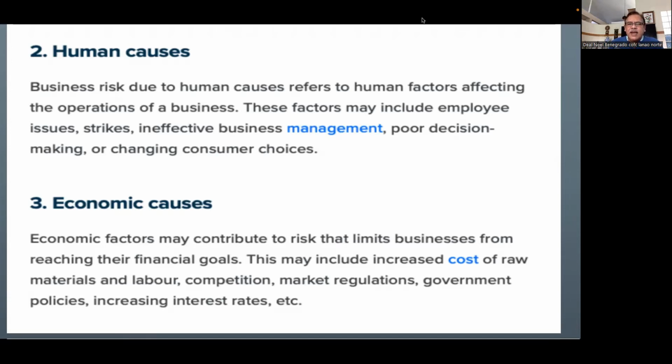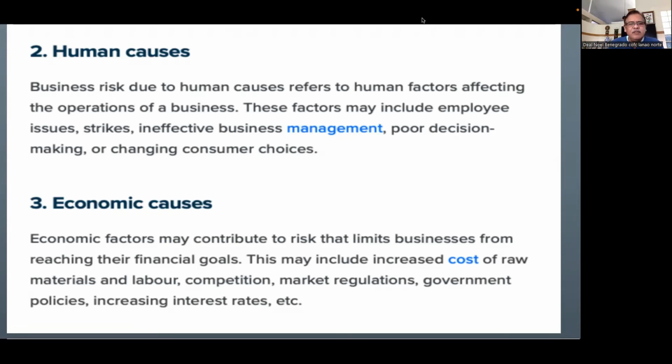Baka palagi tayong nagbibigay ng the regular loan, the regular savings, nagsawa na sila doon. It's about time we will be innovative and try to see to it that we cater to the needs of our members or our clients. So human causes yan. And the last one is of course economic causes.